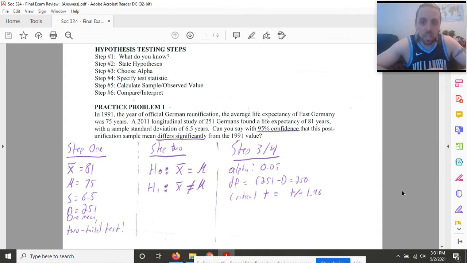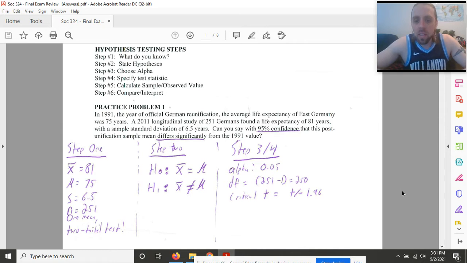So step 2, because this is a two-tailed test, my null hypothesis is that x bar equals mu. That would be the only situation in which there isn't a significant difference. If it differs significantly greater than or less than, we can then isolate that for H1 as x bar does not equal mu.